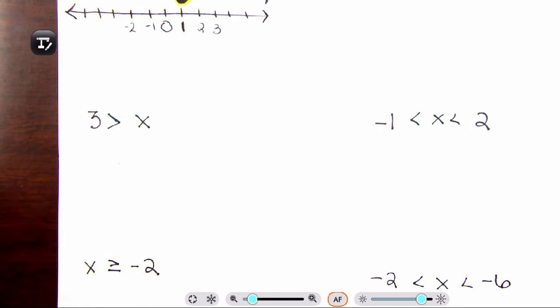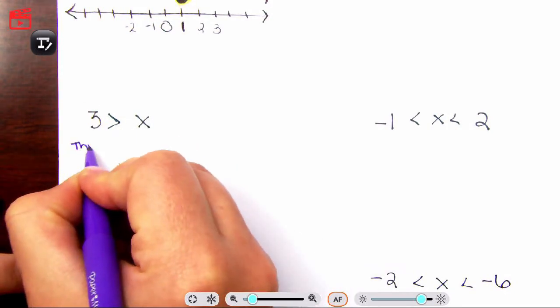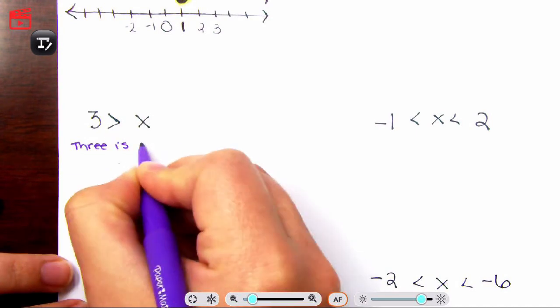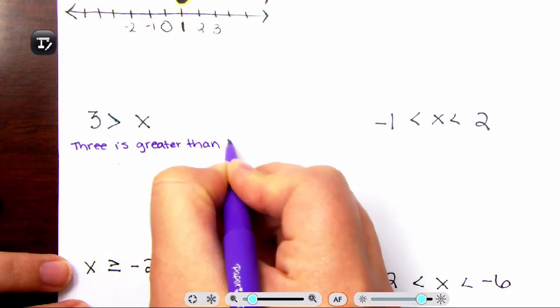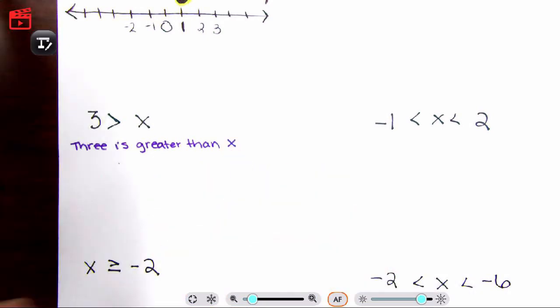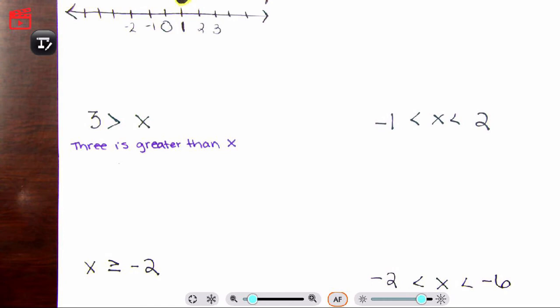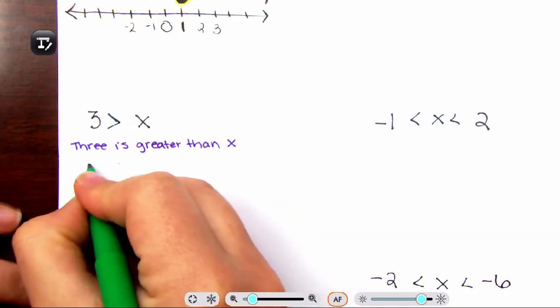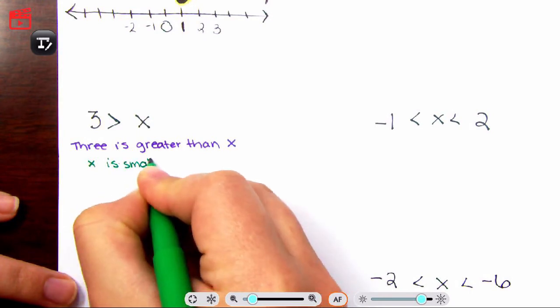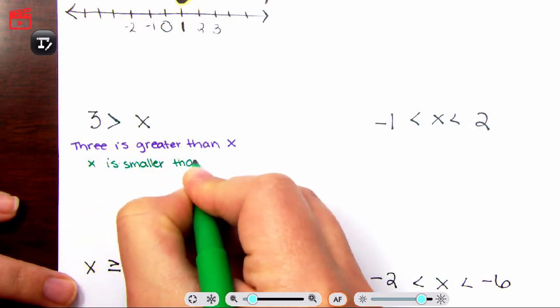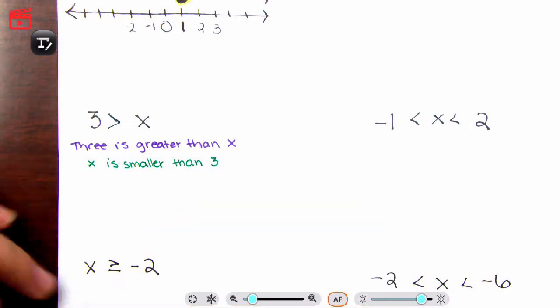Again, translate. This time I have 3 is greater than X. I'm going to retranslate that because 3 is greater than X. That means it's the same thing as saying X is smaller than, or X is less than 3. Sometimes retranslating it multiple times helps us when we're doing our graphing on a number line.